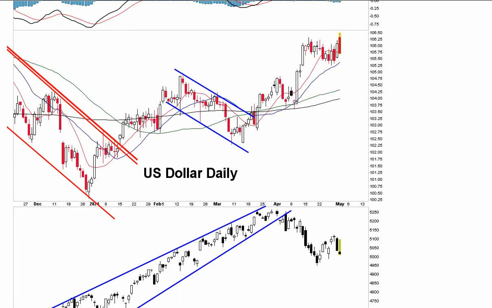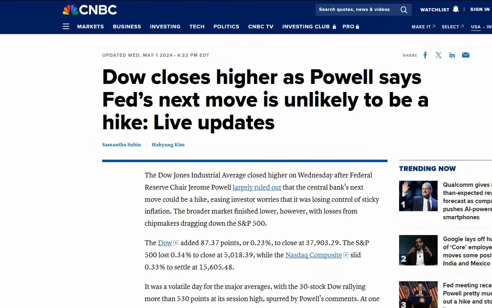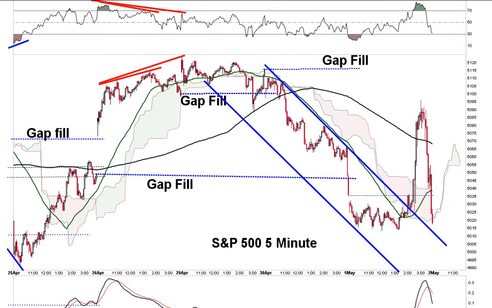Testing week, we're testing the rising trend line. So far, those levels are holding, our touch from the 20-week about a week and a half ago. It is easing the pace of the balance sheet reduction. We saw the rally surrounding release of the statement, and then as we moved into Powell's press conference, and then once Powell's press conference ended, we gave it all back.